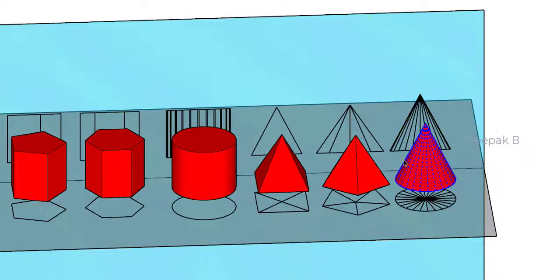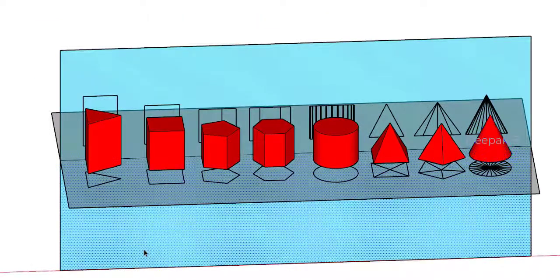So this was how we get the projections of these solids. All these solids are kept in the first quadrant, that is at a height from the horizontal plane and at a distance in front of the vertical plane. So let me just remove these solids, or move them upwards.